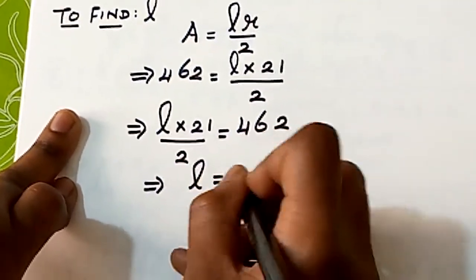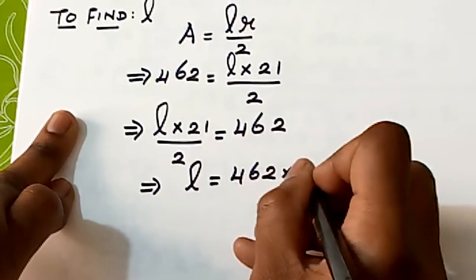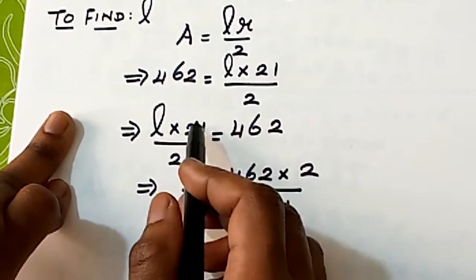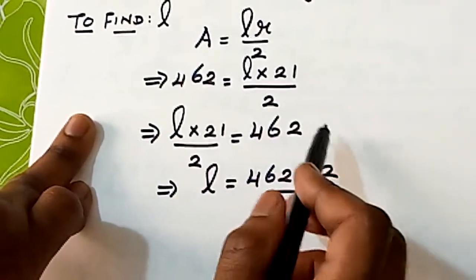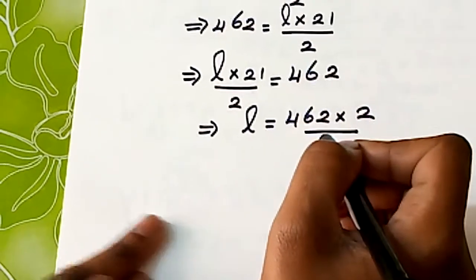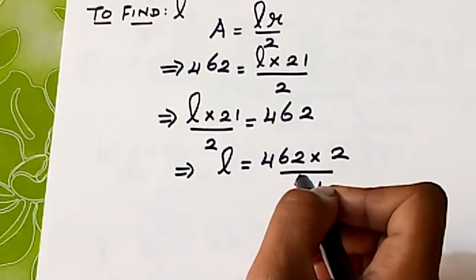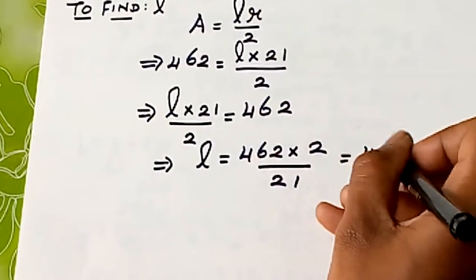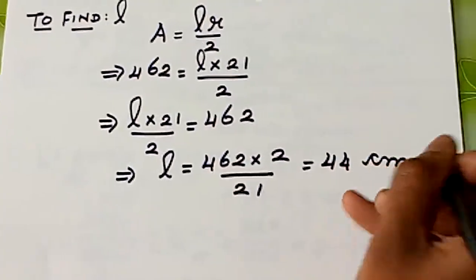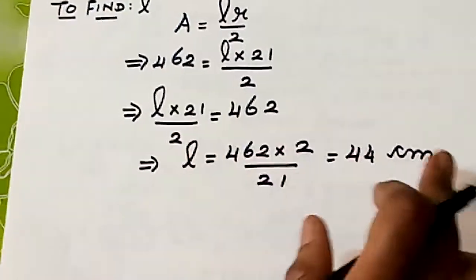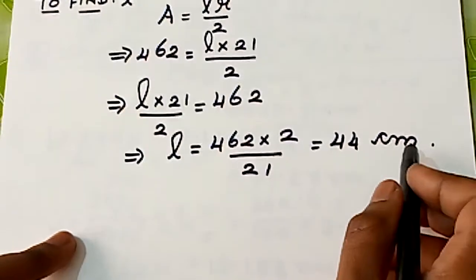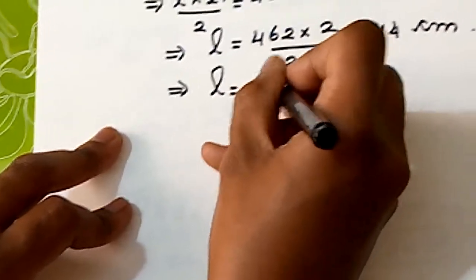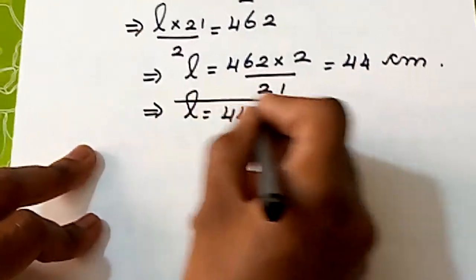I will get here, students, 462 into 2 whole divided by 21. You can just bring the term here. 21 by 2, if I bring from left to right, it will be 2 by 21. So you are going to simplify the term. If you simplify, you will get the answer as 44 centimeter. You are going to check the calculation, you will get the answer as 44 centimeter. Now what is the value for L I am getting here? L is equal to 44 centimeter.